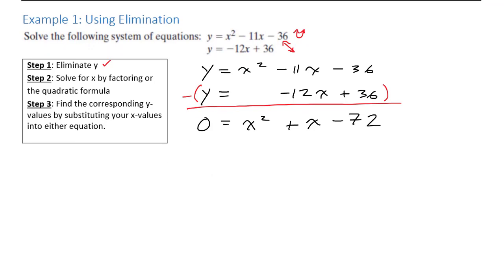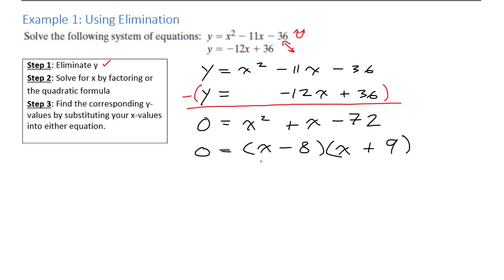Step 2, solve for x. Solve for x by factoring or using the quadratic formula. If you're having trouble factoring, and sometimes they're really difficult to factor, use your quadratic formula. This one's pretty easy to factor because I just need two numbers that multiply to make negative 72 and add to make positive 1, the 1 here. That means those two numbers are only one number apart, and it's going to be 8 and 9, right? We're going to make the 9 the positive and the 8 the negative. Negative 8 times positive 9 is negative 72, and adds to make 1. Perfect.